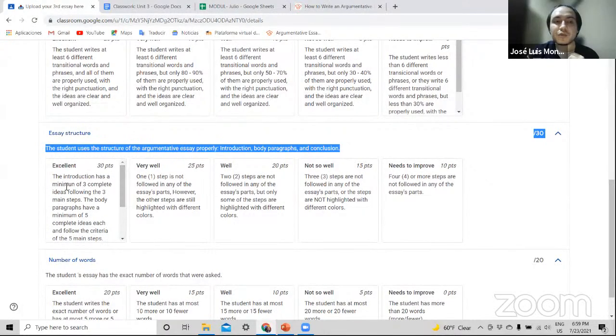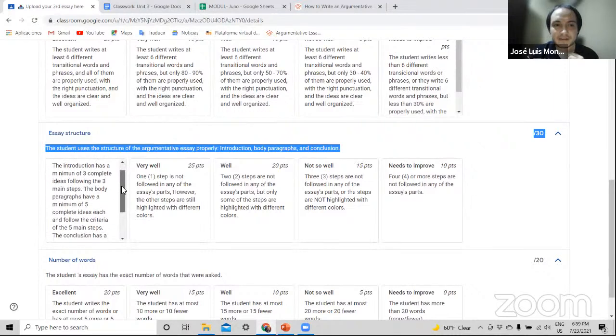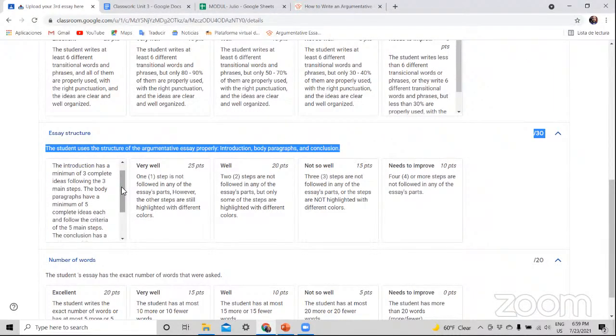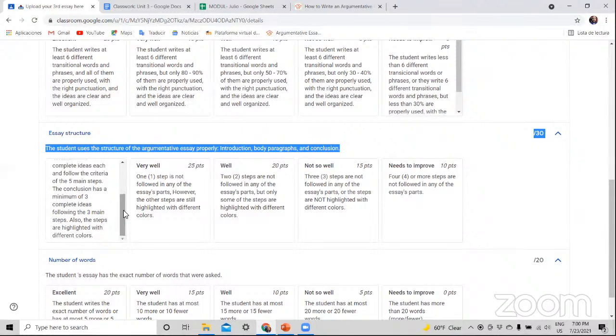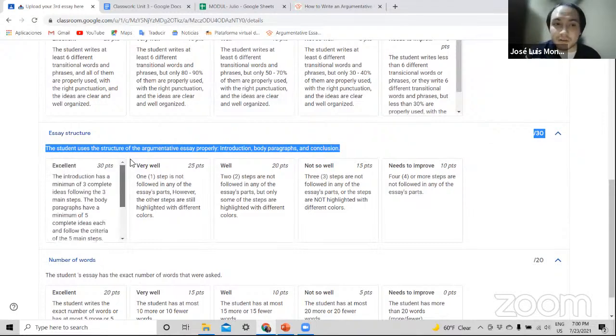And also this one, please, Lourdes. Excellent. What do we need to do to get an excellent score here? Okay, the introduction has a minimum of 3 complete ideas following the 3 main steps. The body paragraphs have a minimum of 5 complete ideas each and follow the criteria of the 5 main steps. And the conclusion has a minimum of 3 complete ideas following the 3 main steps. Also, the steps are highlighted with different colors. Good. Thank you very much, Lourdes. So the 30 points, right? If you want to get these 30 points, it's important to work like this.